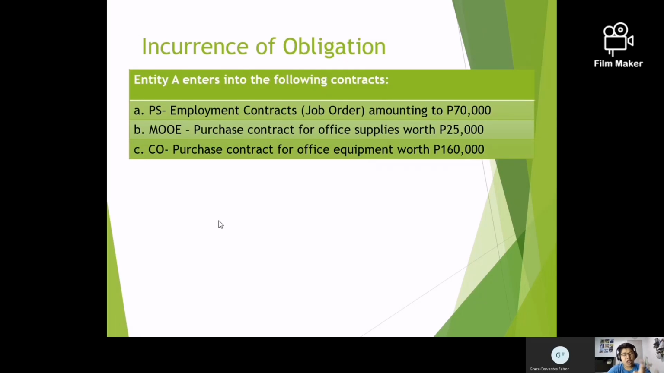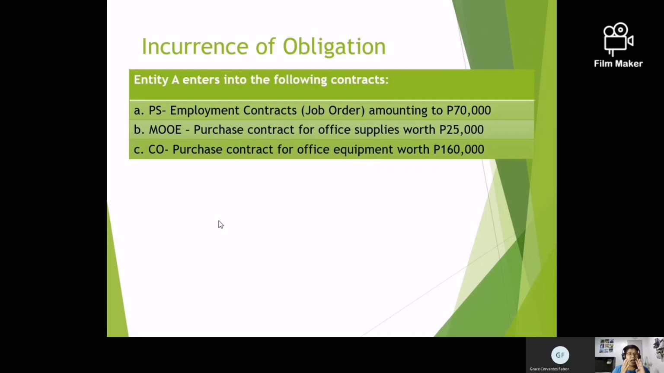Entity A, to continue the story, Entity A enters into the following contract. A contract, so letter A, sa PS, employee contracts or job order amounting to 70,000, purchase contract for office supplies 25,000, and for capital outlay, contract of office equipment worth 160,000. So, meron ka ng obligation. Saang registry yung may word na obligation?